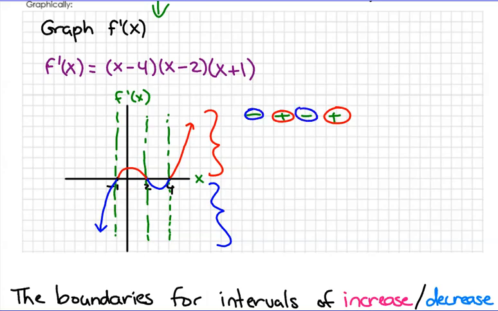And this should make sense because isn't this a cubic graph? Before we had a quartic, and you know that if you take the derivative of a quartic, you're going to get a cubic. So this is our cubic graph.